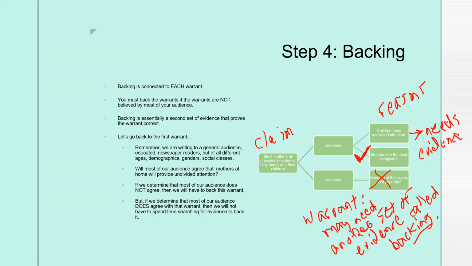Now, the backing of the warrant doesn't need to take up a huge amount of time in your paper. We're mostly going to be convinced by the evidence you provide for your reasons. But as long as you understand the warrant for each reason and understand that you may need to back that unstated assumption in order to get more from your audience or to get more conviction from your audience, then that's a good way to think about writing an argument.